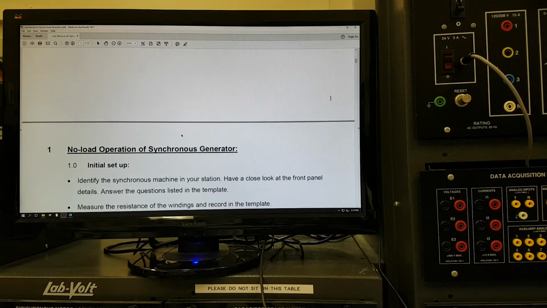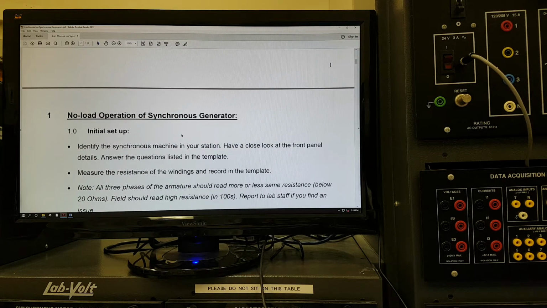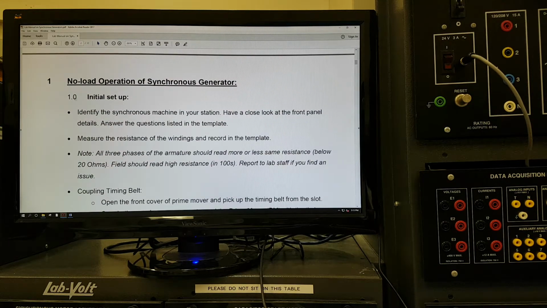Then the first step deals with the initial setup. So the initial setup, what is this? Identify the synchronous machine in your station. Have a close look at the front panel details. Answer the following questions listed in the template. So we'll just go to the field and see, and the template, what are the things we need to know.